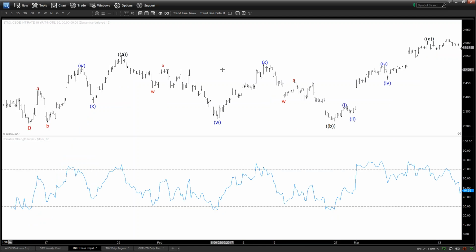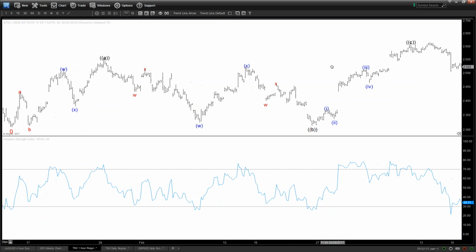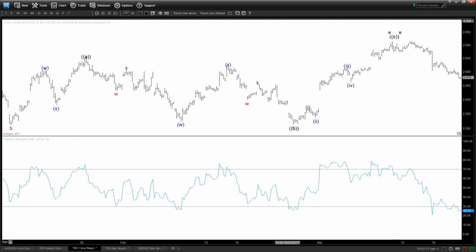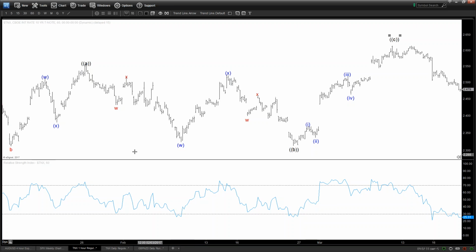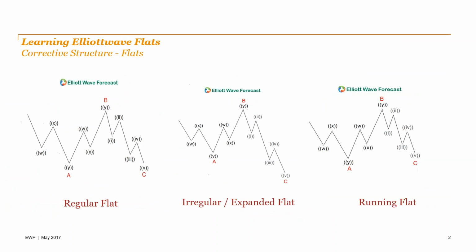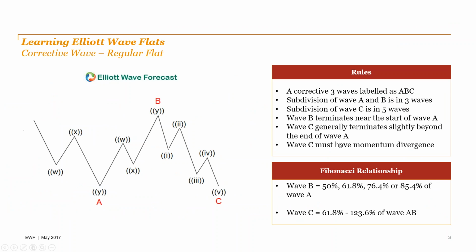Now, you can see right here that this is the RSI below. Okay. Now you can see that this C here has a divergence, right? It makes a high in the price, but not in the momentum. The momentum is making a lower high, the price making a higher high. So like we said earlier, at the end of the wave C, it needs to have a momentum divergence. All right.